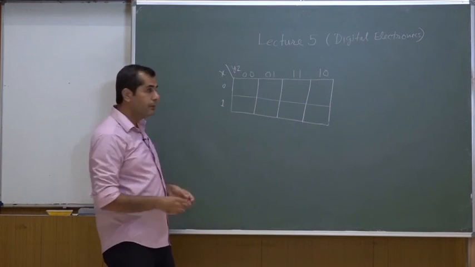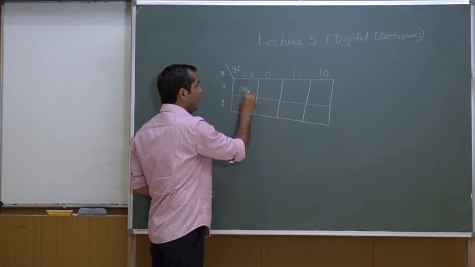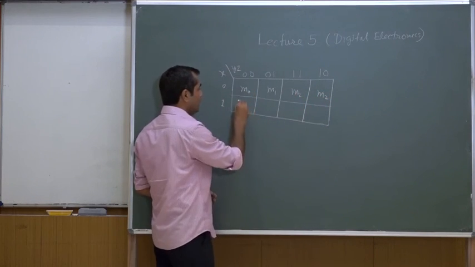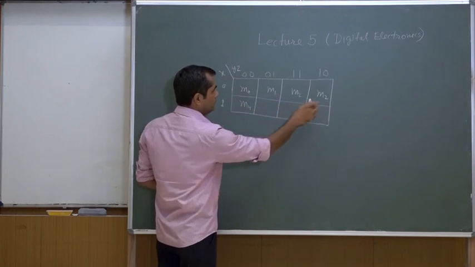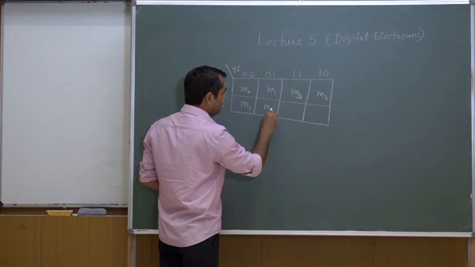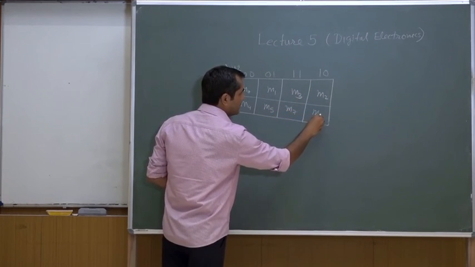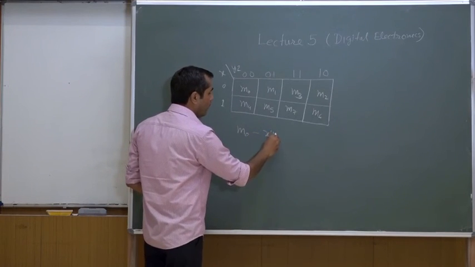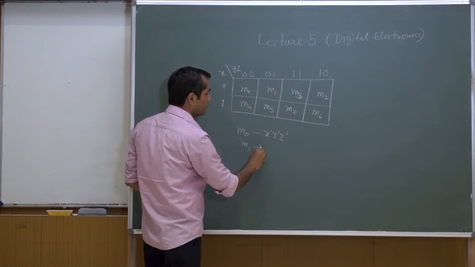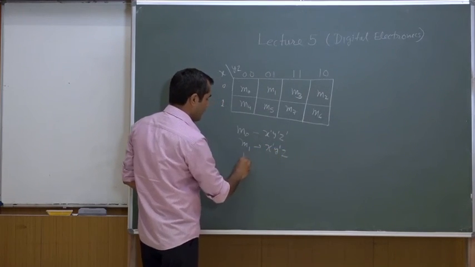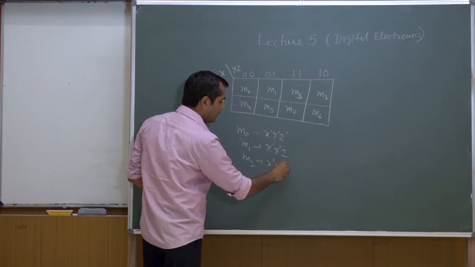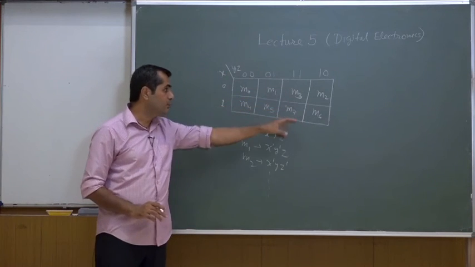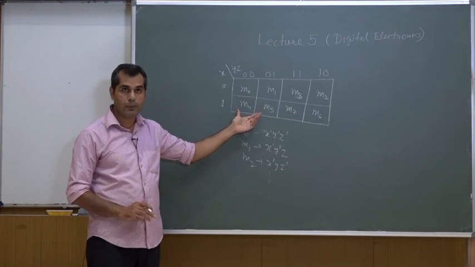And similarly, the min terms will be written like this. For the first row, the min terms are M0, M1, then M3 followed by M2, and similarly here I will have M4, M5, M7, and M6, okay. M0, as you know, is X bar Y bar Z bar. M1 is X bar Y bar Z. M2 is X bar Y Z bar, and so on, okay. So min terms are arranged in this manner for a 3 variable map, okay.